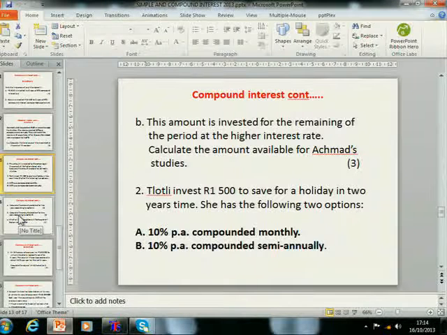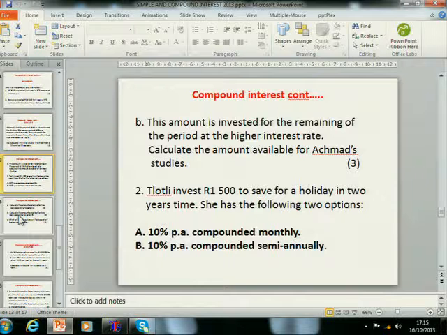Prati invests 1,500 to save for a holiday in 2 years' time. She has the following 2 options. Option A, 10% per annum, compounded monthly, and then B, 10% per annum, compounded semi-annually. She has the following two options. So now let's just write what you have in option A and what you have in option B.